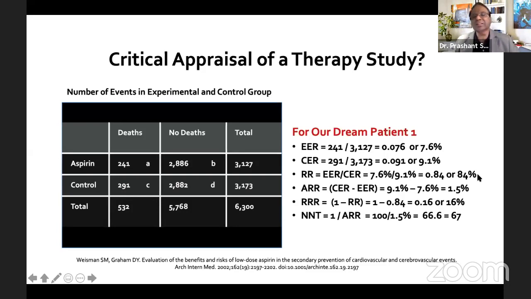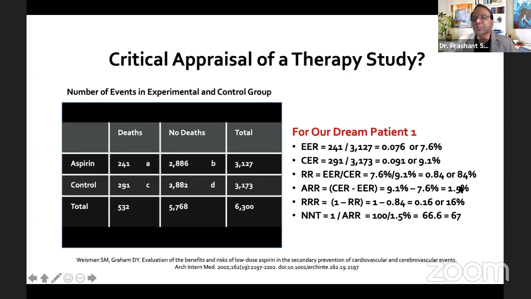How much is that risk reduction? It is 16%. So if you take 84 from 100, which is 1 minus RR, you will get 16%. So there is a risk reduction if you put somebody on aspirin, and that risk reduction is to the extent of 16%. We can use that number, this RRR number.